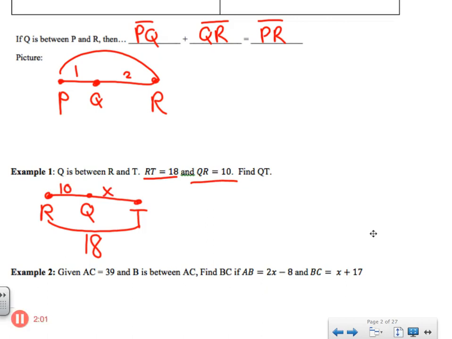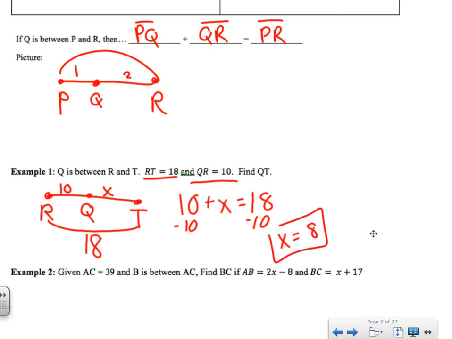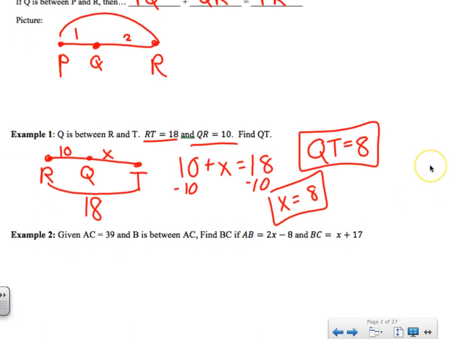Hopefully we can look at that and know that X is 8. Or we could set up an equation and say 10 plus X equals 18 and subtract 10 on both sides. But my missing distance would be 8. So the length of QT would be 8. So I guess technically we should write QT equals 8. Okay? All right, so those are all numerical answers.